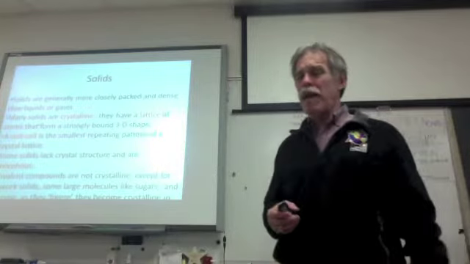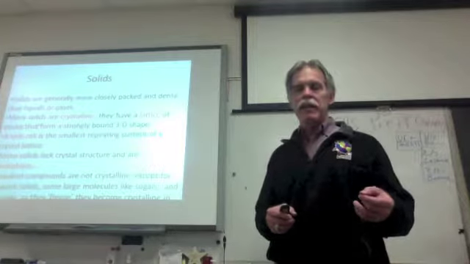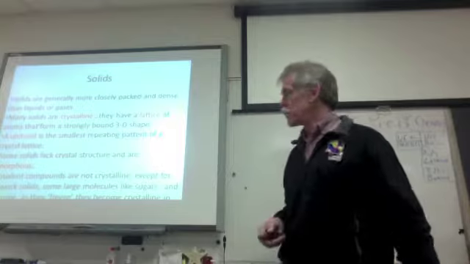Some solids don't have crystals. They are amorphous. Glass, rubber, plastic, they're amorphous solids because they don't have crystalline structure.